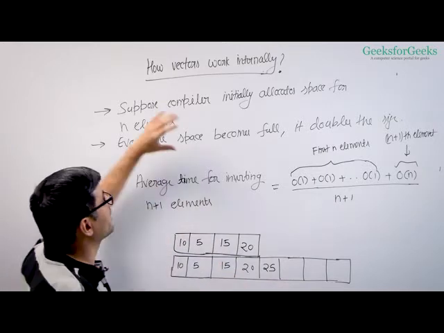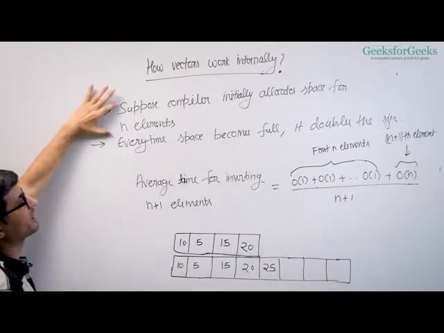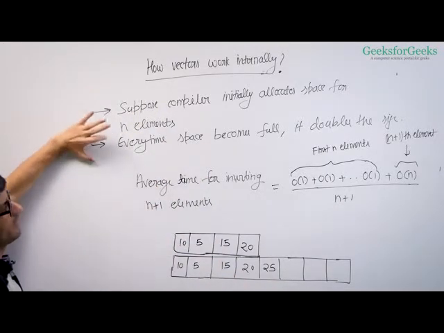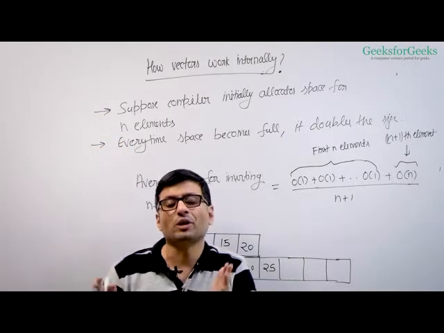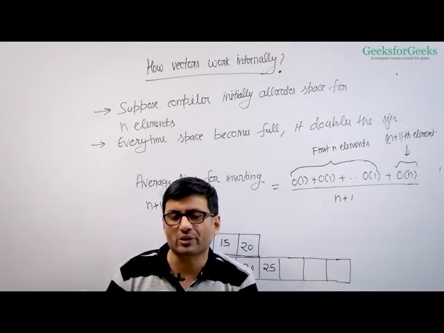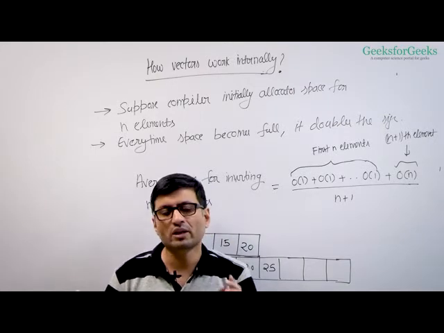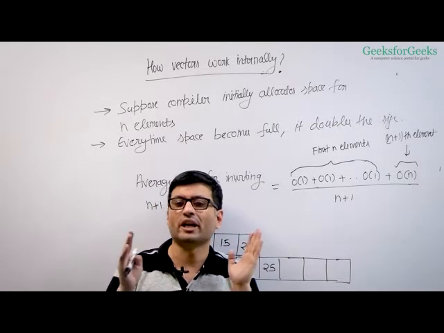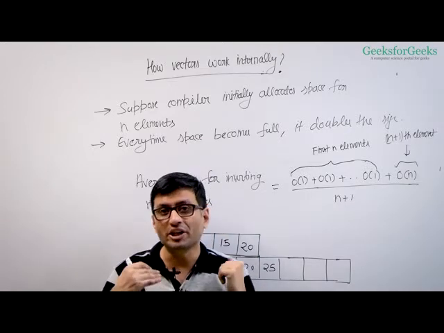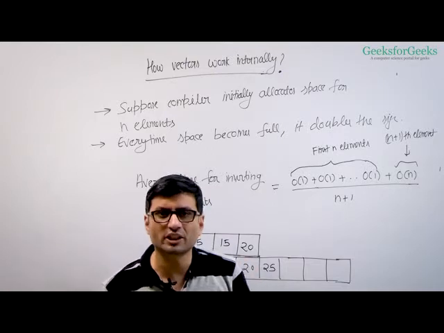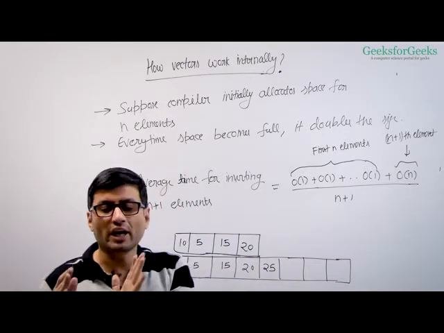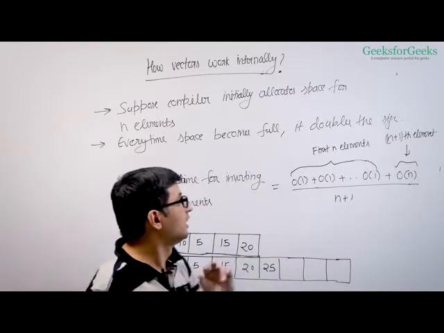So I'm assuming here that pre-allocated space is for n elements, and then every time space becomes full, we double the size. What do we mean by double the size? We create a dynamically allocated array of size 2n. We copy these n elements, and then we deallocate or free the memory which was allocated for the first n elements. That's what we do when the array becomes full the first time.